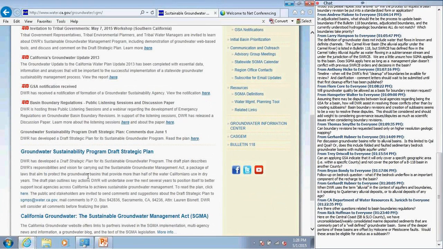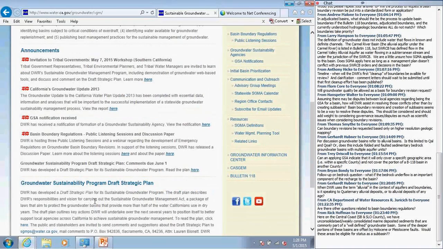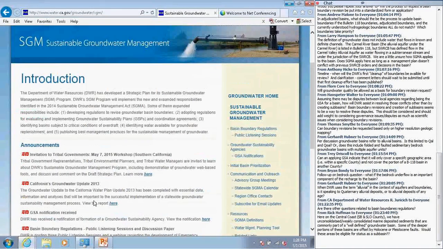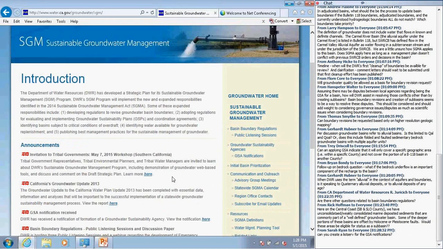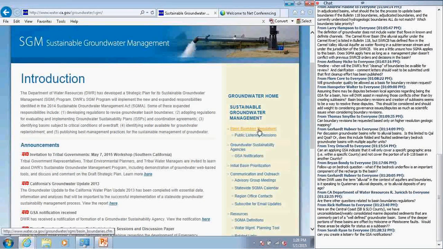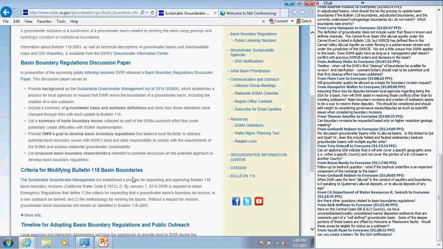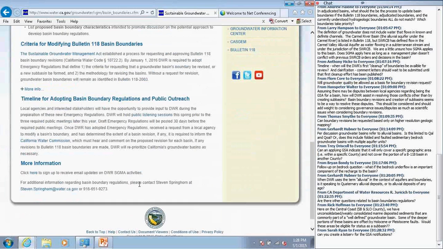As Trevor said in the presentation, the sustainable groundwater management draft strategic plan is available on this site. And there's a California statewide groundwater site, where you can see activities that the State Board is doing as it relates to SGMA. Below that are links to all of the pertinent information related to the Sustainable Groundwater Management Act. The Boundary Regulations page is here. It has the discussion paper, the outline, the bulletin on basin boundaries as it's written in the law, and the timeline, and contact information if you have any questions or comments.